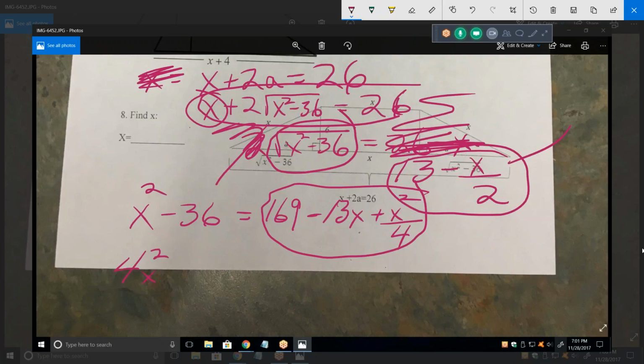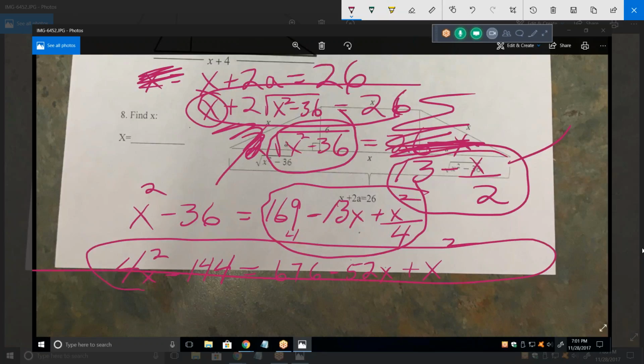4x squared minus 144 equals, what's 4 times that? 676 minus 52x plus x squared. Now we don't have any denominators. So all I got to do is put everything on one side and solve the quadratic, and I have my answer. Well, help me.